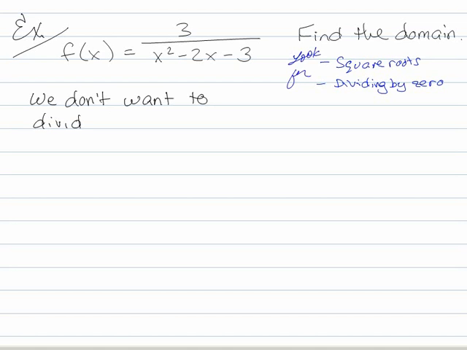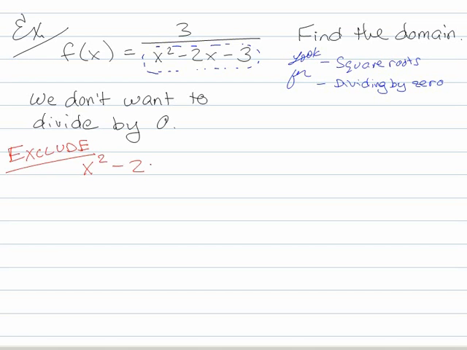by 0. I'm going to write this over and over again because I hope that the more I write it, the more likely it is that you'll learn it. So we don't want to divide by 0. Cool. So here's the deal. That means that we have to set the denominator equal to 0 and exclude those points. So we want to exclude where x squared minus 2x minus 3 is equal to 0.